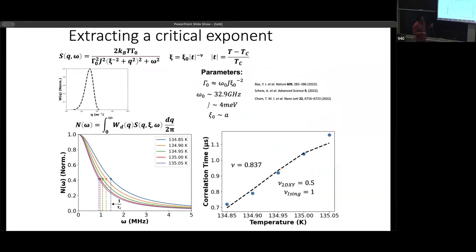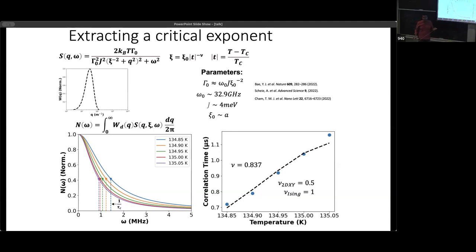I'm going to skip over this other than to say one can actually use this to figure out what the critical exponent is associated with the phase transition. And Mark finds that it's somewhere between the 2D XY and the Ising model for this particular system.